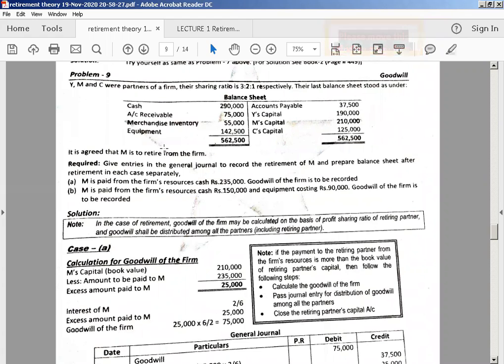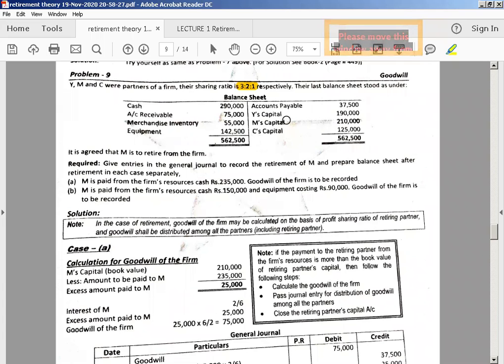Y, M, and C were partners of a firm sharing the ratio 2:3:1. ठीक है, आपने इस रेशियो को यूज करना है 3:2:1 respectively. The last balance sheet stood as under. We have the balance sheet on the asset side. We have cash, accounts receivable, merchandise inventory, and equipment. Then we have creditor side accounts payable, Y, M, and C capital.